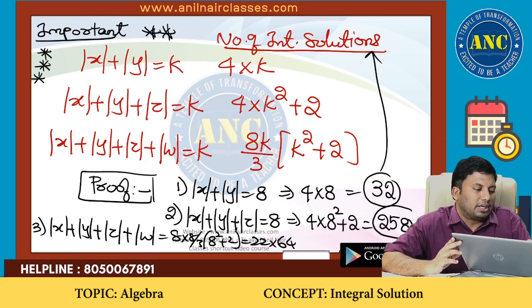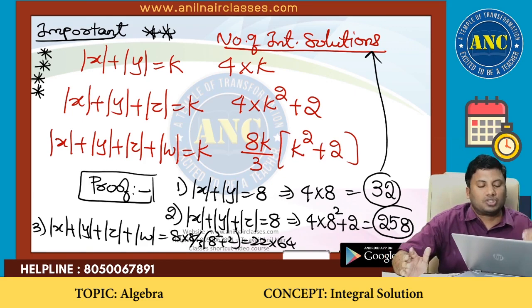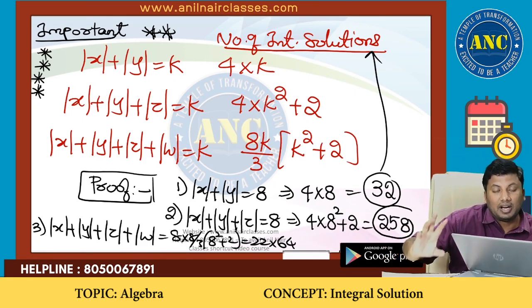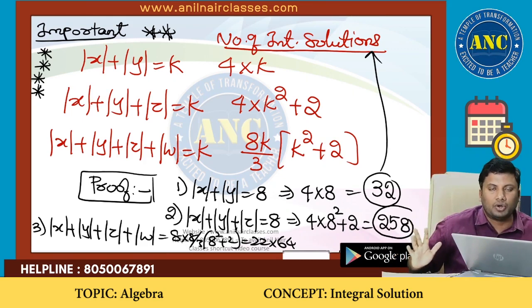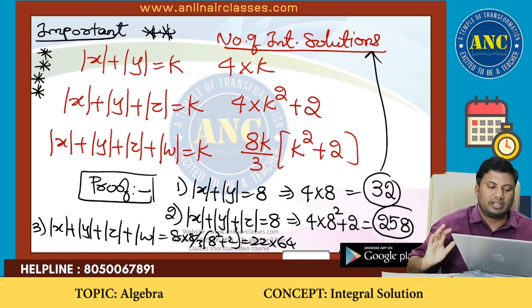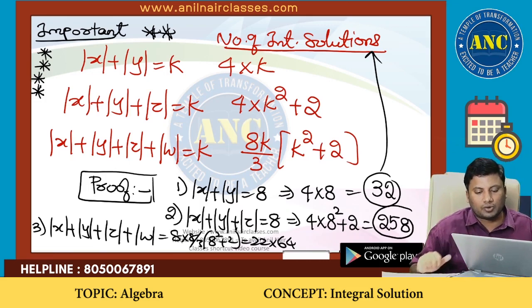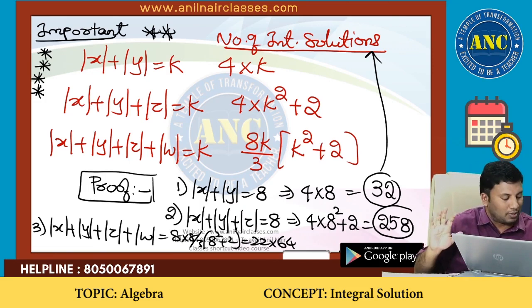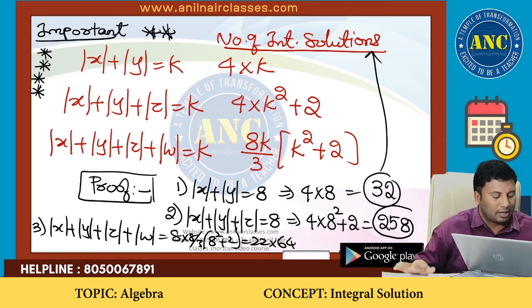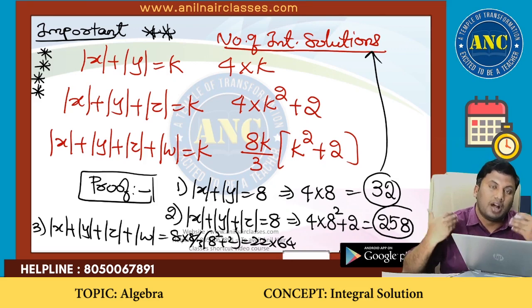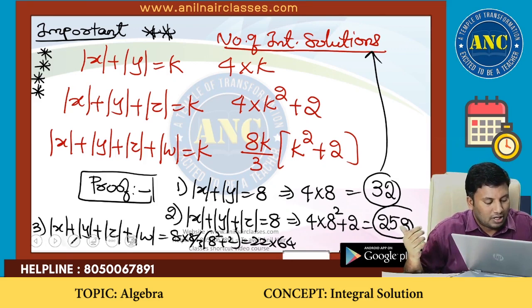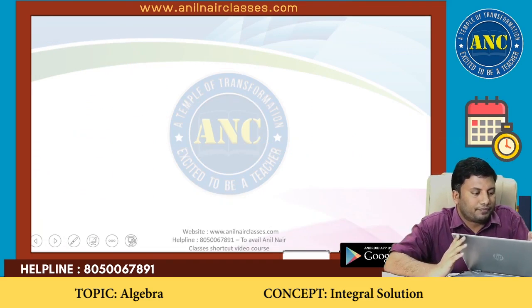Extremely important key point. Many of the students who are preparing for entrance exams do not know this shortcut. They go by the traditional method. So 4k, 4k² + 2, and for |x| + |y| + |z| + |w| it is 8k/3 (k² + 2). I will discuss the proof. Please write down the proof.